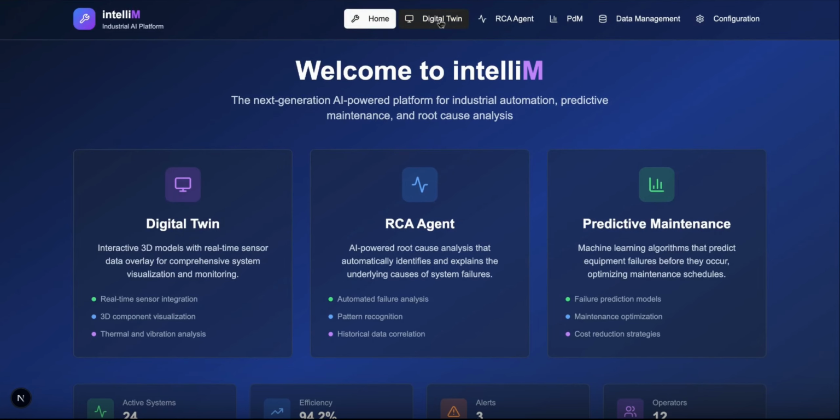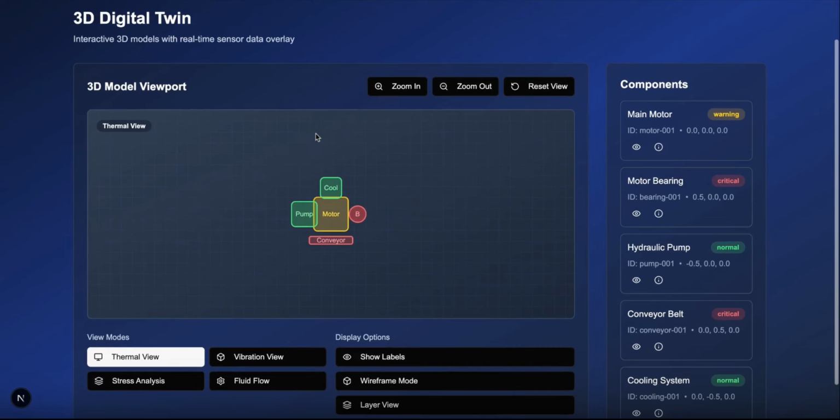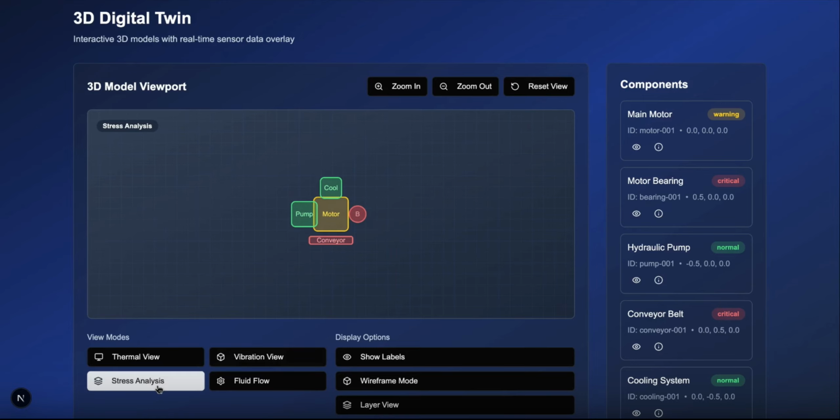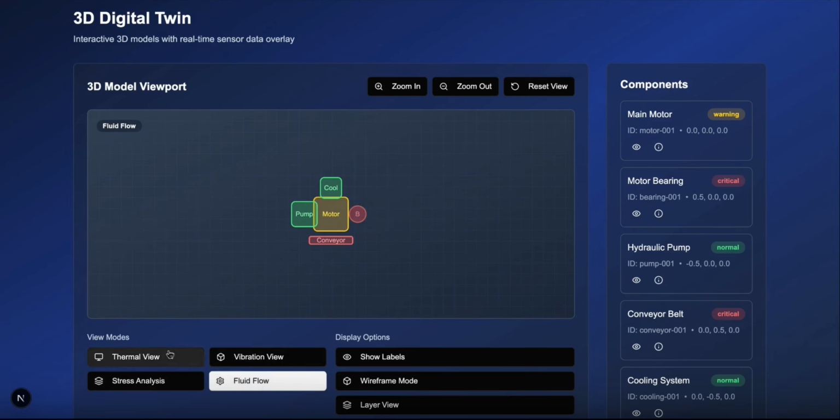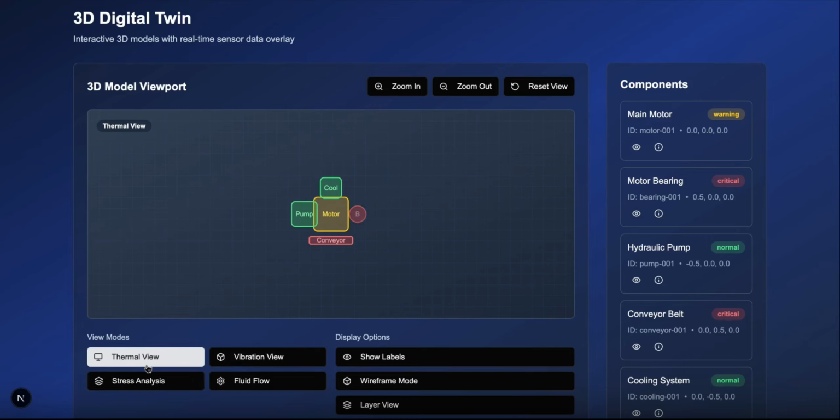As soon as we get into the digital twin, we have different kinds of views. We have a thermal view, we have a vibration view, we have a stress analysis, and then we have the fluid flow that's coming from the pump. So the flow sensors are connected to the pump, the stress analysis is there on the motor, there's a vibration view as well for it, and then there's a thermal view for the conveyor and so on.